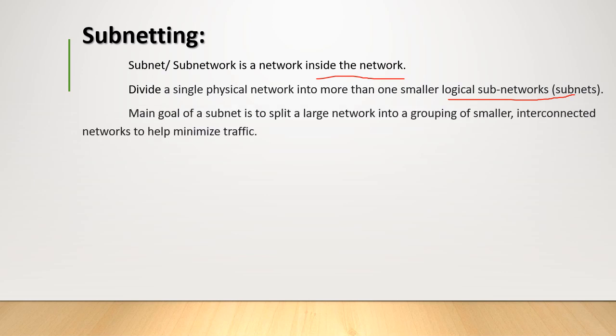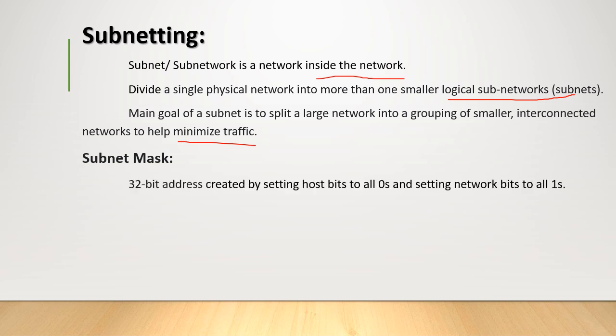The main goal of subnetting is to minimize the network traffic. Why are we doing this subnetting? To minimize the network traffic. Subnet mask is different from subnetting. How are we going to divide one large network into smaller networks? How is it going to happen?